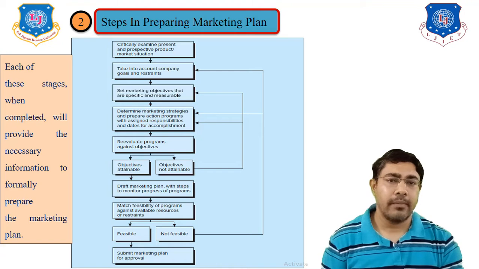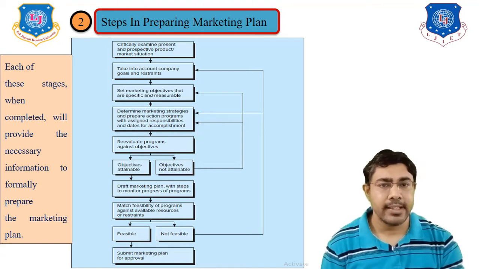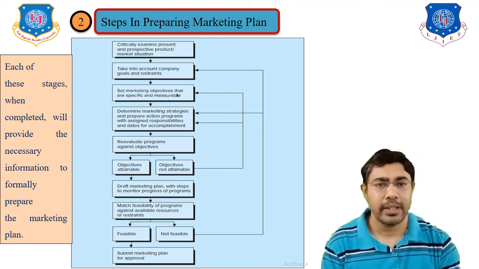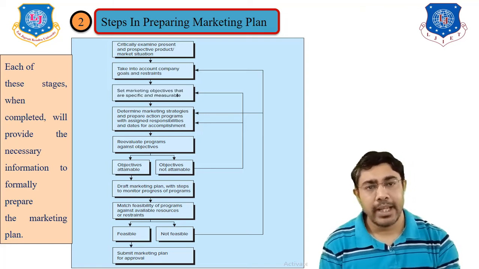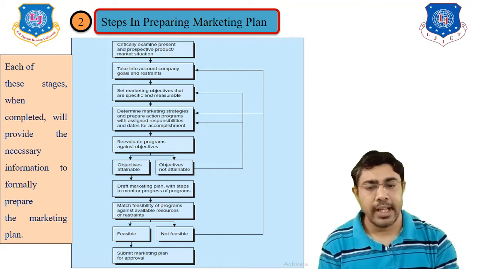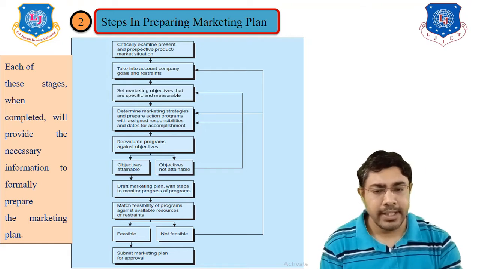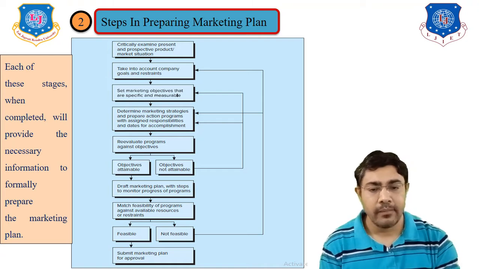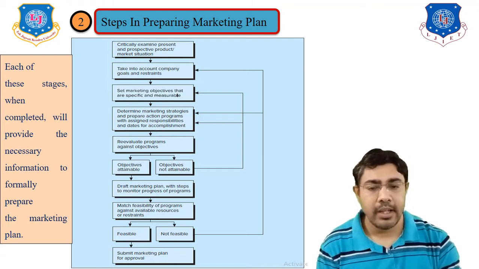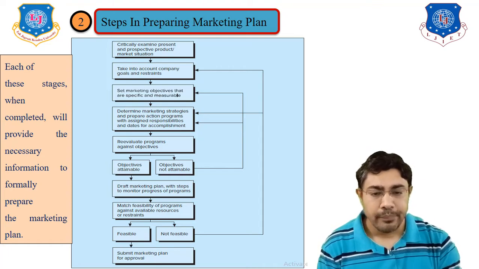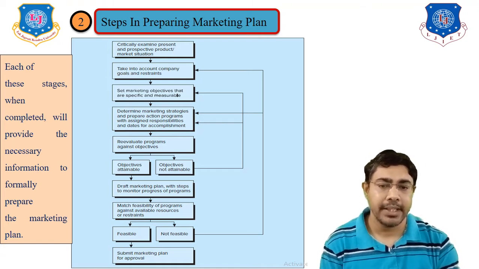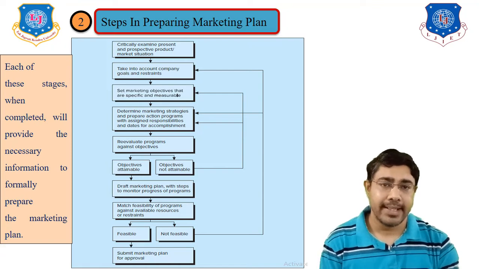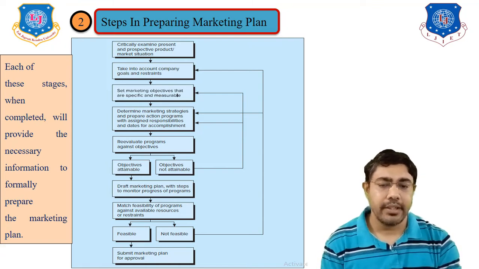So what are the company's goals is considered, and also the limitations of the company that you have to consider to develop the marketing plan. After that, set the marketing objectives. So you have to set the marketing objectives, and then determine the marketing strategies and prepare the action program with assigned responsibilities and dates for the accomplishment.